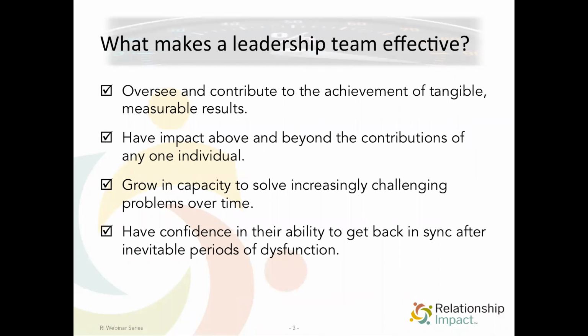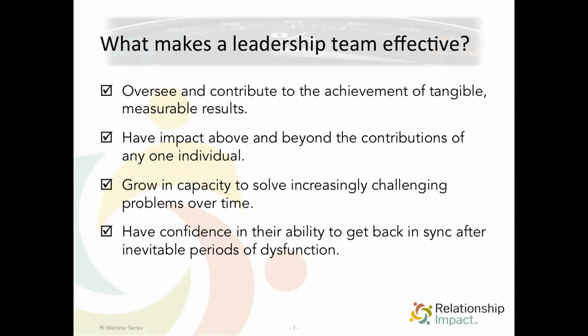So let's start with what makes a leadership team effective. Let's start with the end in mind. We believe that great leadership teams oversee and contribute to the achievement of results. Obviously, whether you're a for-profit or not-for-profit entity, your organization is designed to achieve results, and so the leadership team plays a strong role in helping the organization achieve those results.